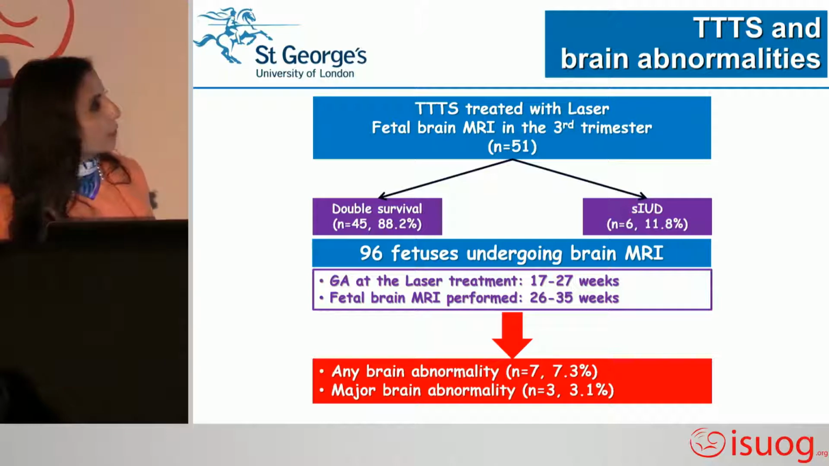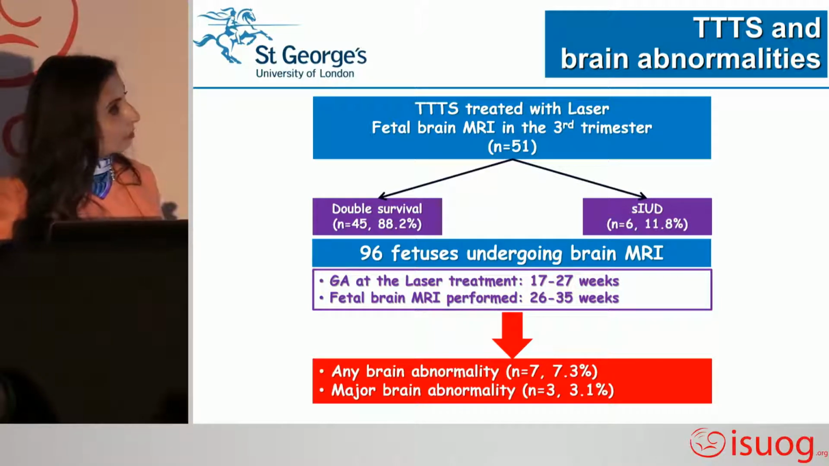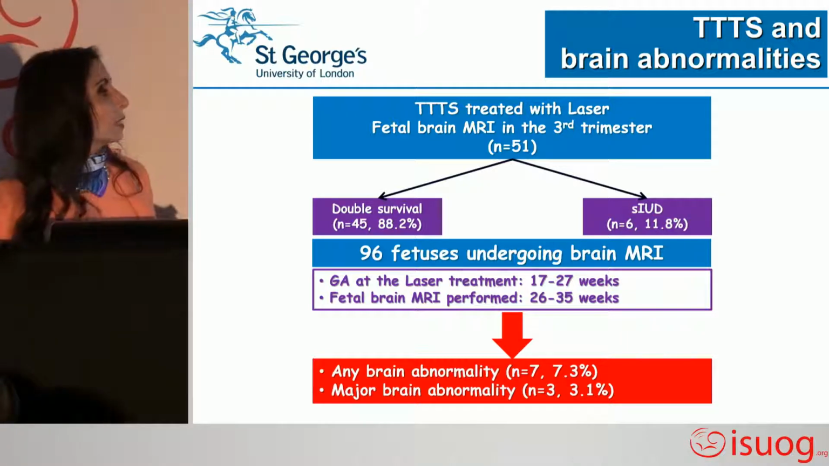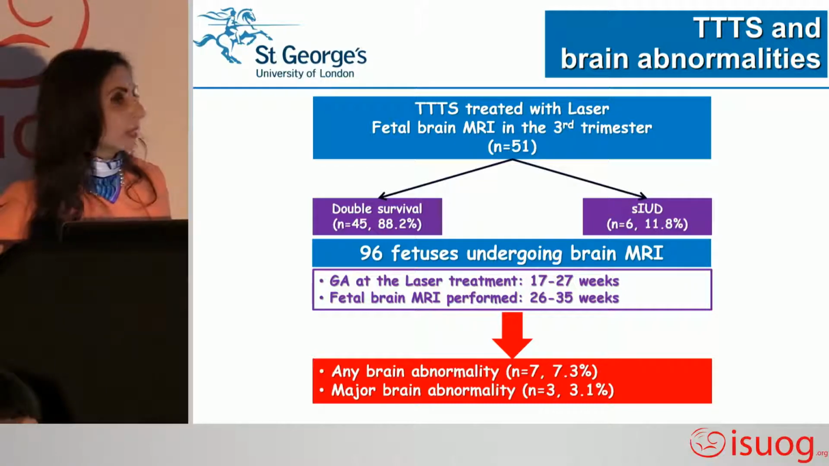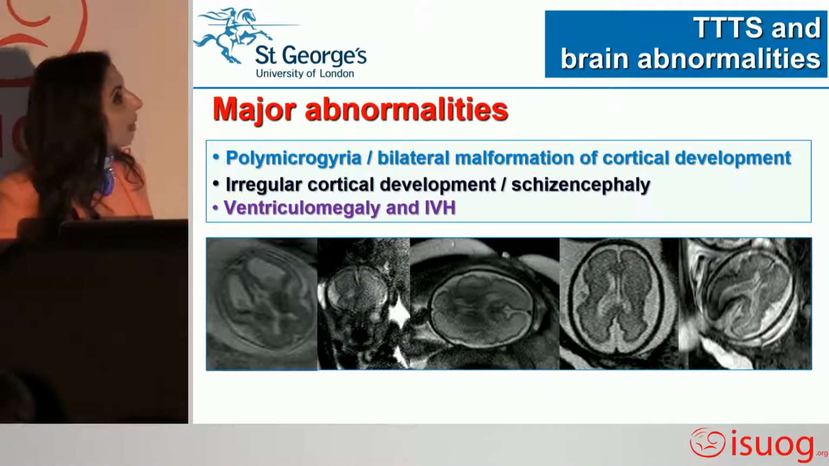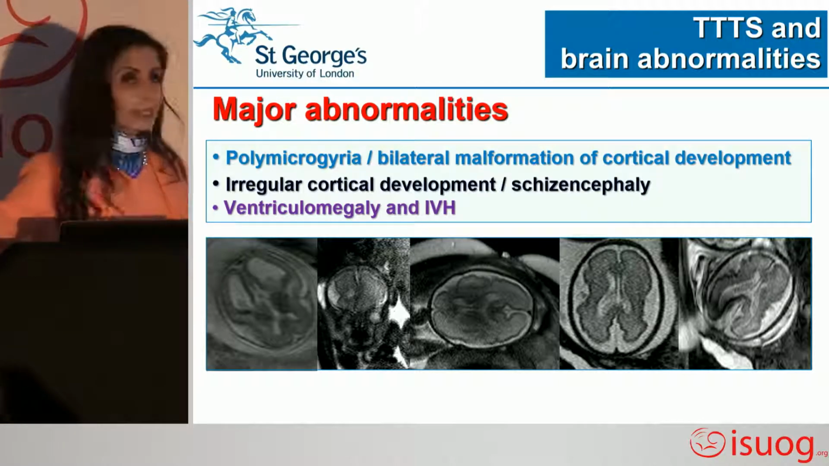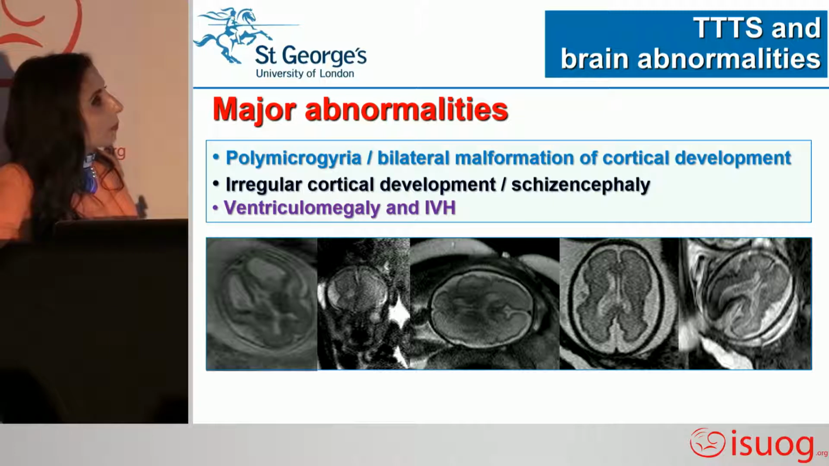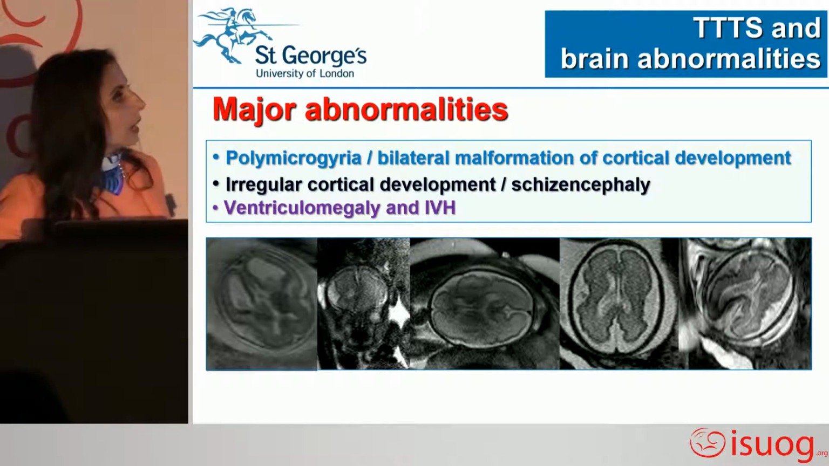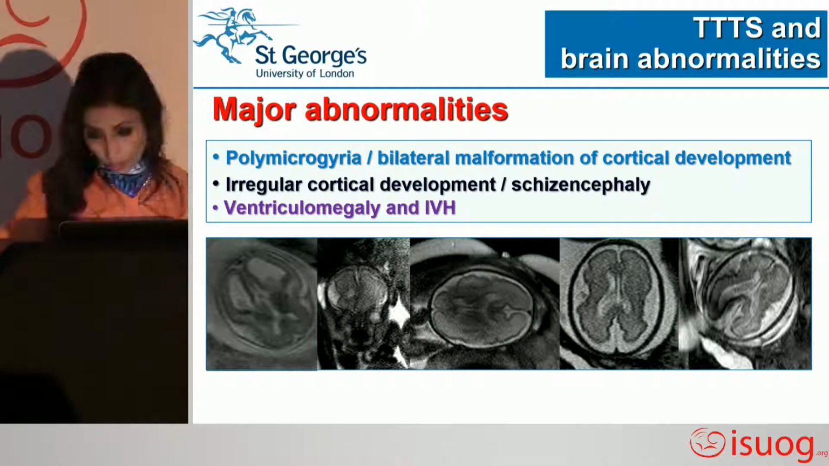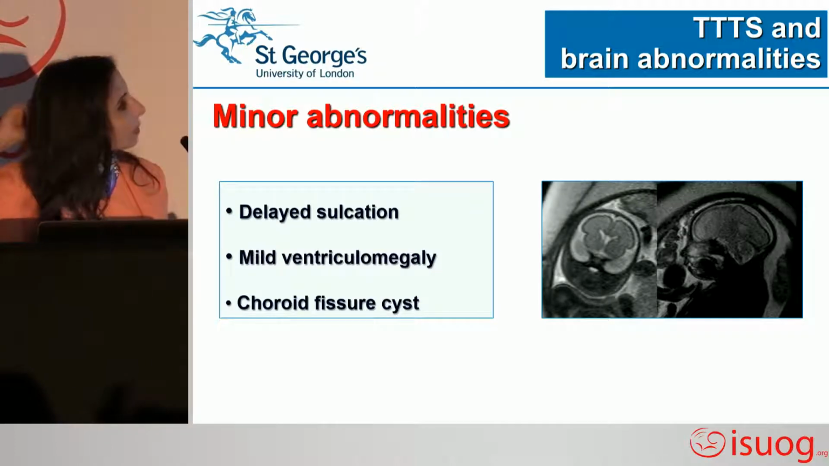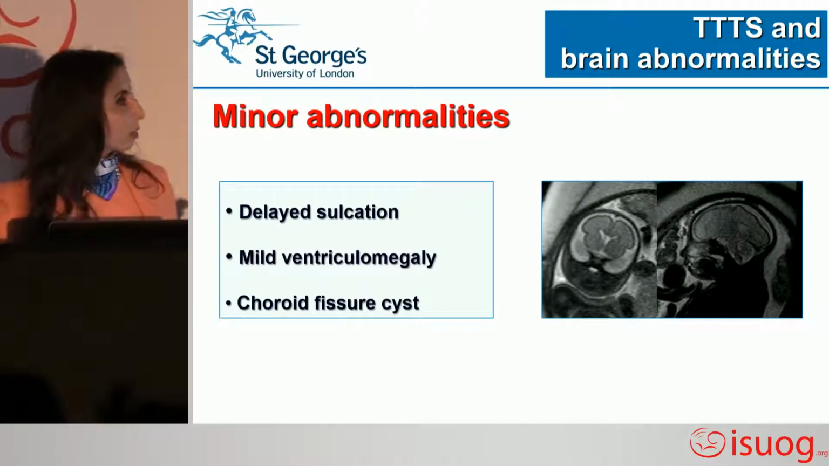So this is when we started doing MRI for these cases. We looked at our initial experience, obviously we have many more cases now, and that's why we carried on doing it, because we found that the risk of any brain abnormalities was about 7%, but the risk of major brain abnormalities was about 3%. In our data, the major abnormalities were polymicrogyria, bilateral malformation of cortical development, schizencephaly, ventriculomegaly, and intraventricular hemorrhage. So these cases do happen. It's not just published. The minor abnormalities were delayed sulcation, mild ventriculomegaly, and choroid fissure cyst.